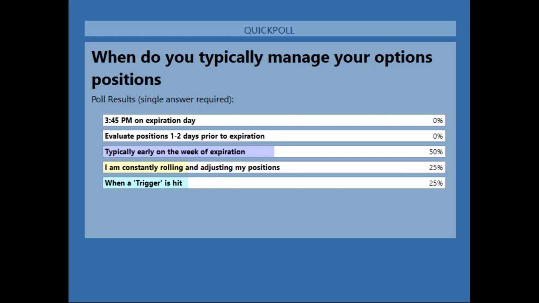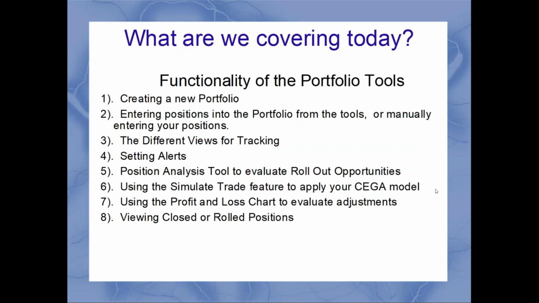50% of you typically look earlier on the week of expiration, early, maybe Monday or Tuesday. 25% of you are constantly adjusting or rolling the positions. 25% of you react when a trigger is hit that you've set. Very well. All right, so let me just go ahead and hide that.